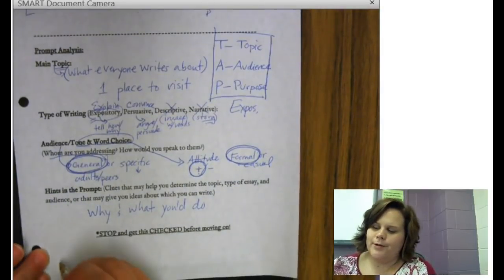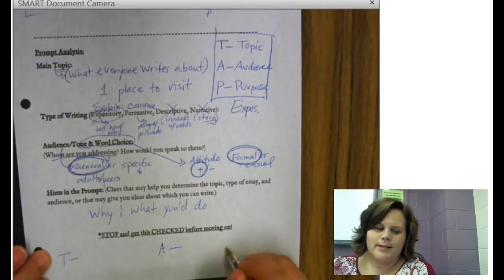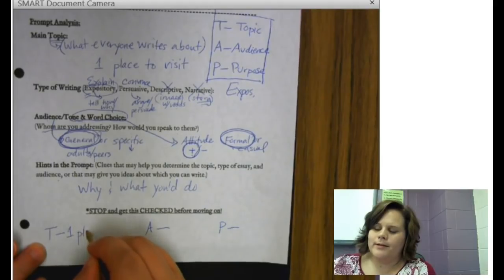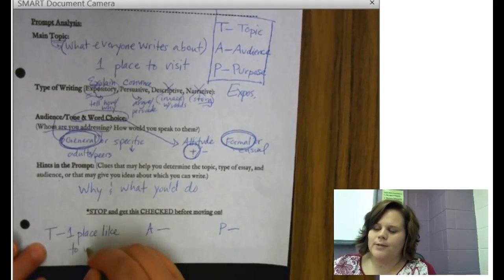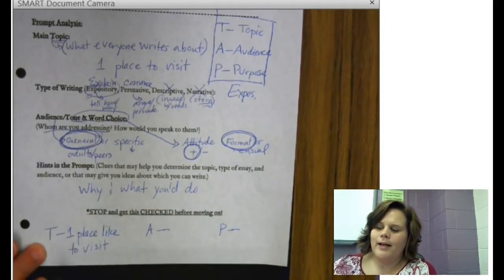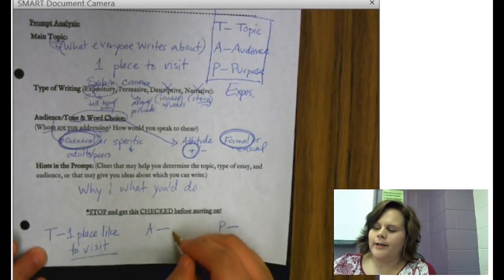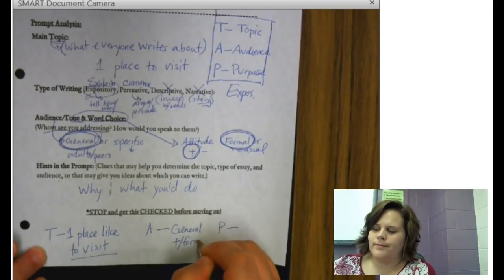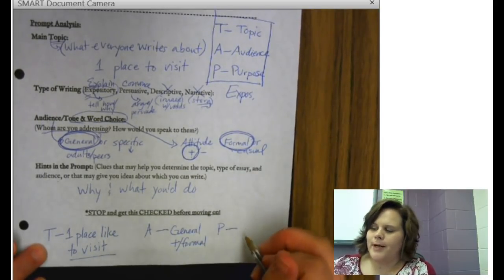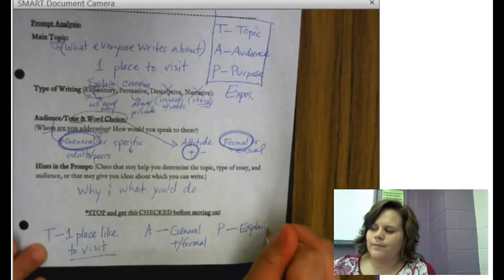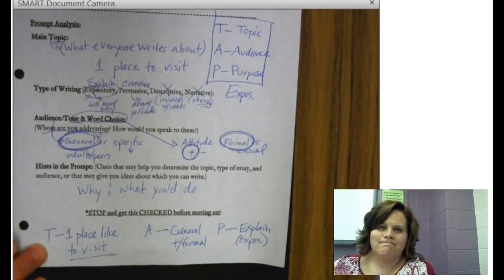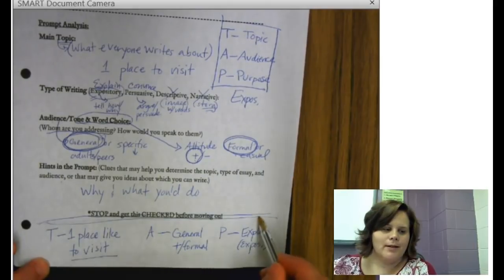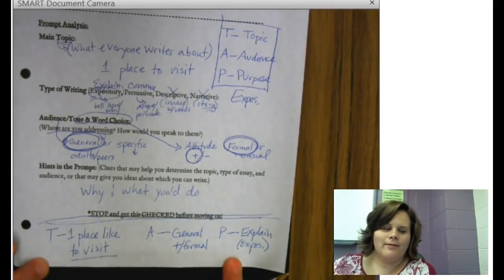So what I'm going to do is go down here, and let's think about the TAP for this prompt. Our topic is one place I would like to visit. That's what everyone is writing about. Not a specific place yet. That's what you would write about. Everybody writes about one place. That's your topic. Your audience is just a general, positive, formal audience. Your purpose is expository, to explain. And that's good. So once you have this, and from now on, if you just want to do this on the bottom, or anywhere, I don't care, and show me, that's perfectly fine.